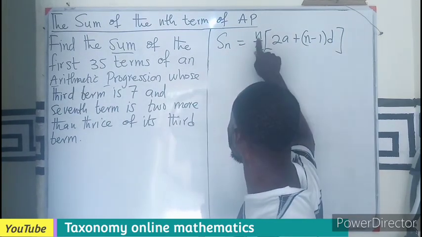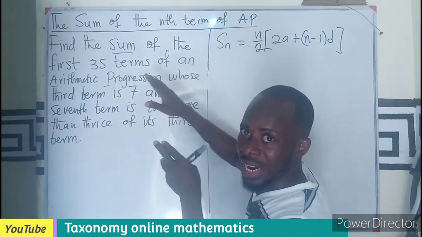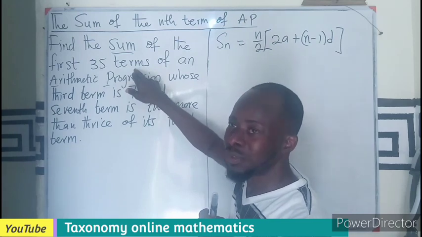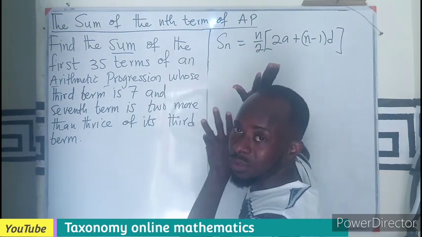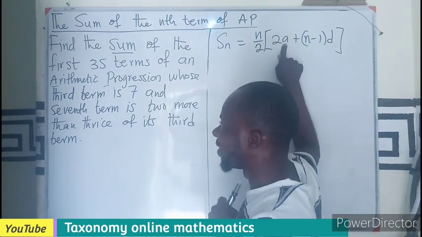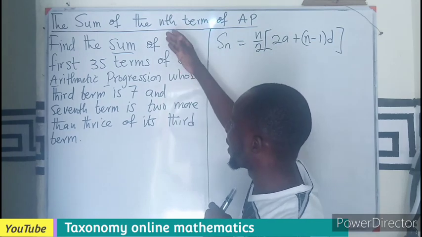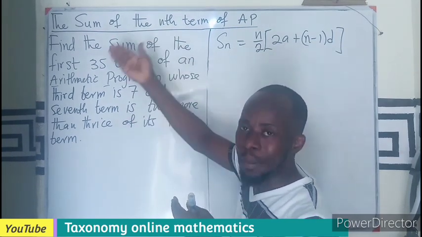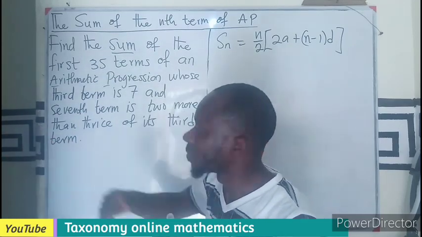So it means I need the number of terms, which clearly the question has given to us. The first one, 35 terms. So n, 35, is known. The next thing to find is the first term. So you can see clearly the 7 here is not the first term, but what? The third term of the sequence.